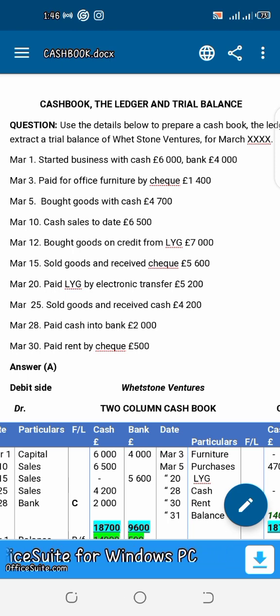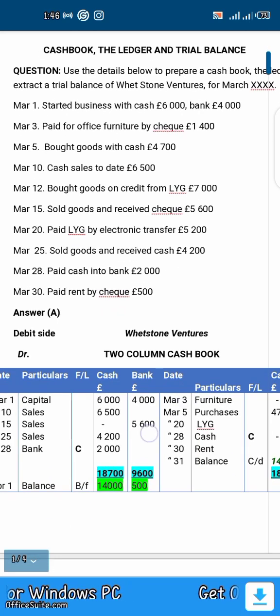Now let us look at the questions. We notice that cash is mentioned and bank is also mentioned. That indicates that we are not going to prepare a 1-column cash book, but a 2-column cash book. So when bank is mentioned and cash is also involved, it means that a double-column cash book is required for this question.